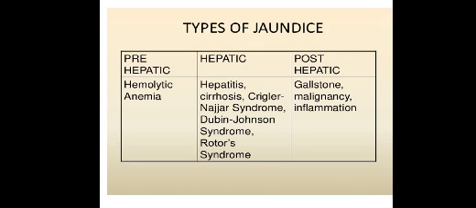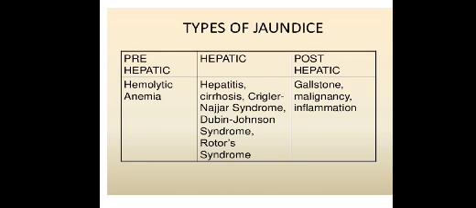So that is the second one. In hepatic jaundice, there are also Crigler-Najjar syndrome and Dubin-Johnson syndrome, which are inherited forms of jaundice, which I will discuss later on. Then Rotor syndrome. These are the three inherited forms of jaundice: Crigler-Najjar, Dubin-Johnson, and Rotor. I will discuss them later on.